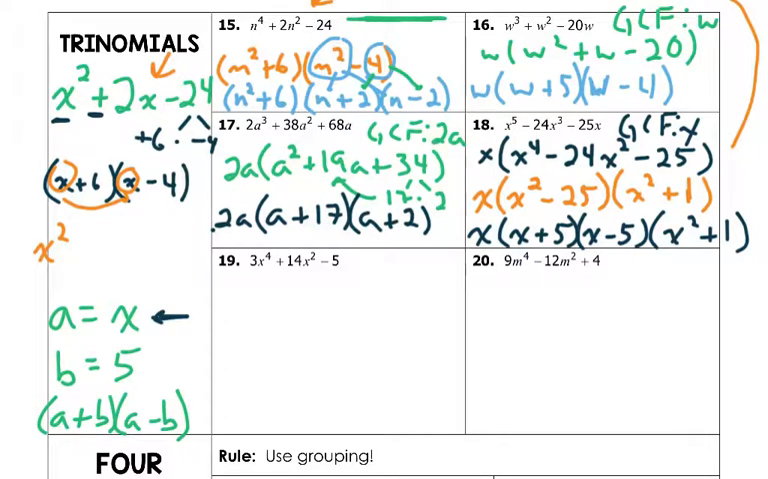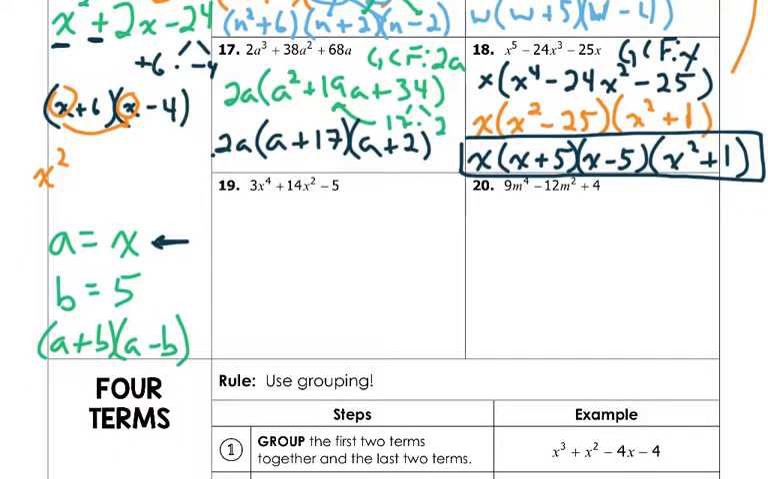Excellent. That's it. All right. That's it for these. Well, it's not it. We still got some more to go. All right, 19 and 20.